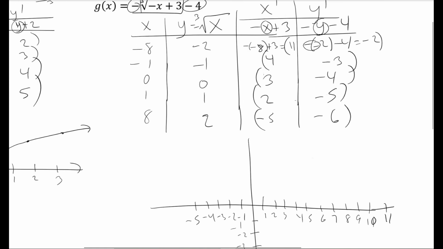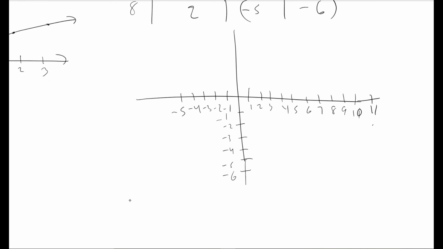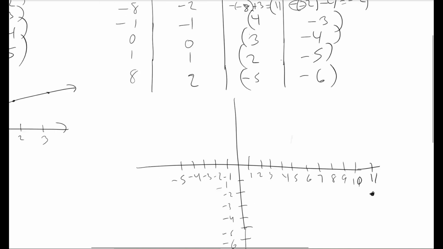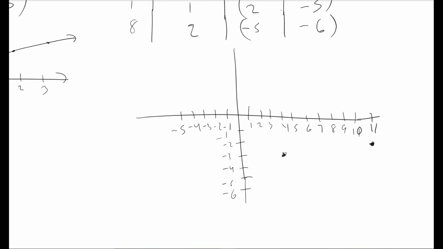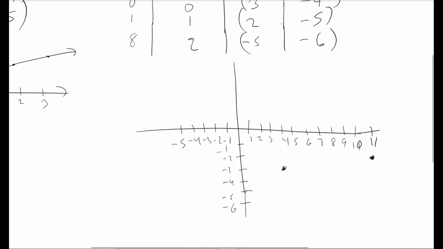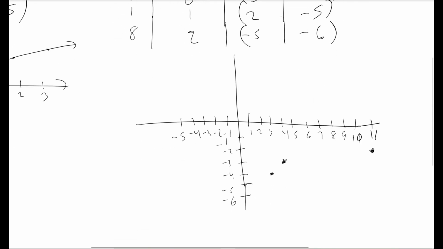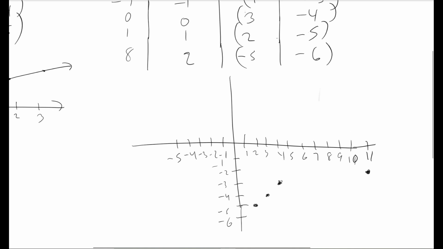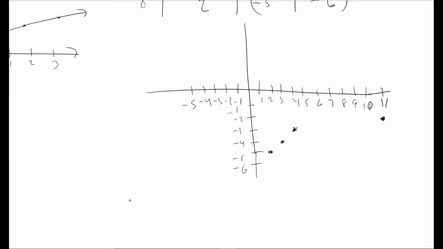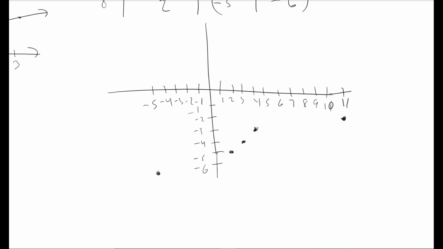All right, so we have here when x is 11, y is -2. When x is 4, y is -3. When x is 3, y is -4. When x is 2, y is -5. And when x is -5, y is -6. All right. So a funky looking graph, but remember we have this shape like this, right? And then this goes like this. So we have our characteristic cube root shape.